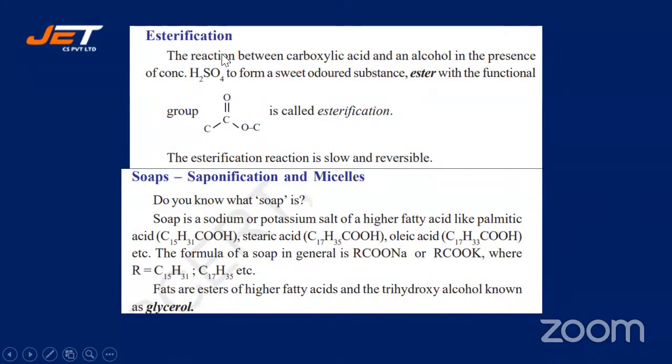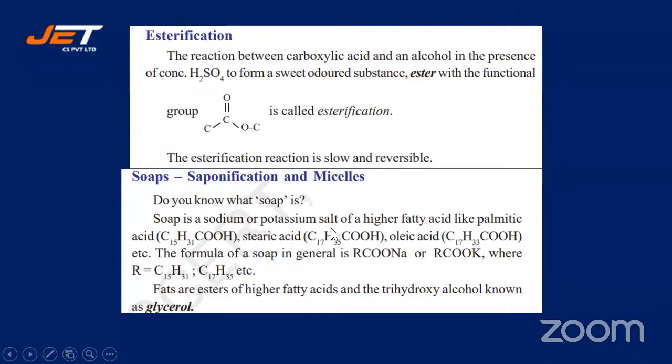Next, coming to esterification: the reaction between a carboxylic acid and an alcohol in the presence of concentrated H2SO4 to form a sweet-odoured substance, an ester with a functional group, is called esterification. And next, soaps, saponification, and micelles.